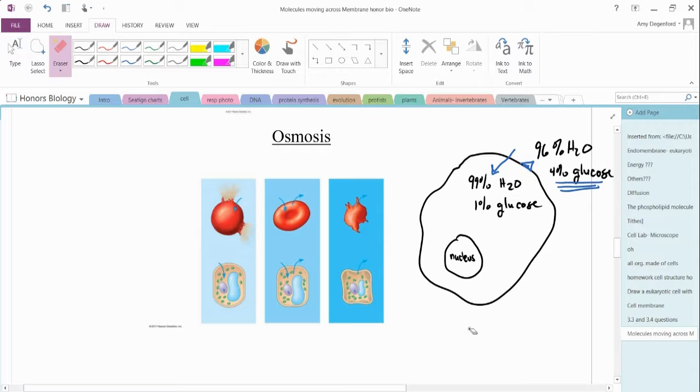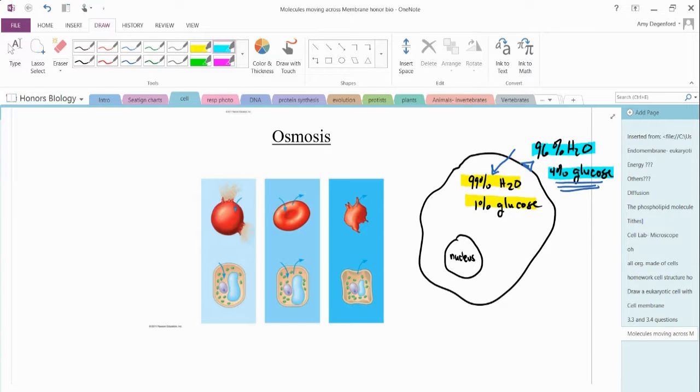So I drew a little picture over here of an animal cell, and just to give you a starting point, the inside of the cell is 99% water and 1% glucose. The outside of the cell is 96% water, 4% glucose. Now, what you want to be thinking about, and if you need to, hit pause so you can look at your notes, is the outside of the cell.